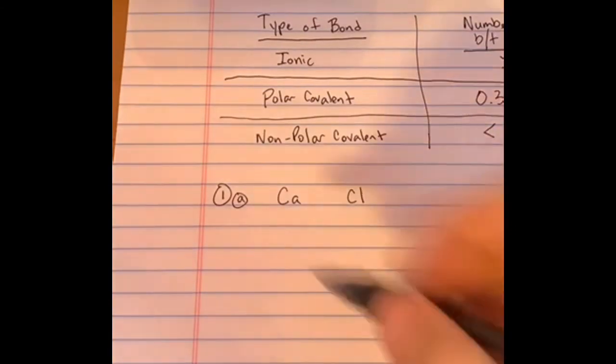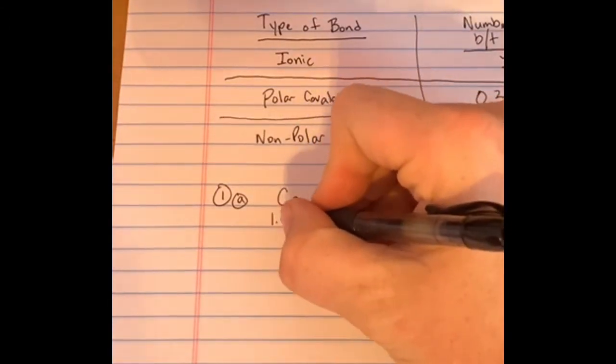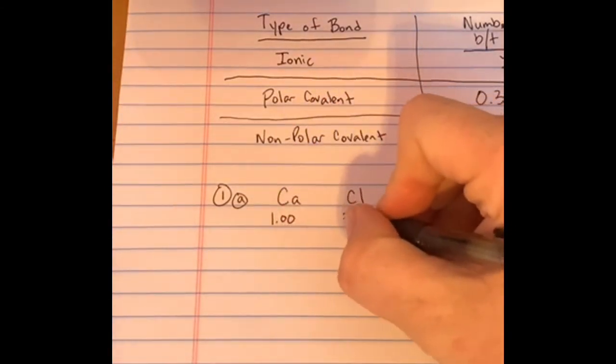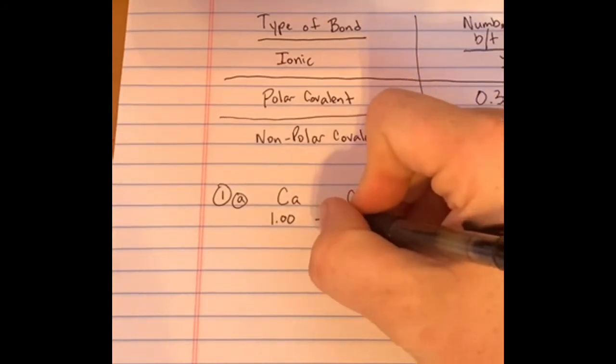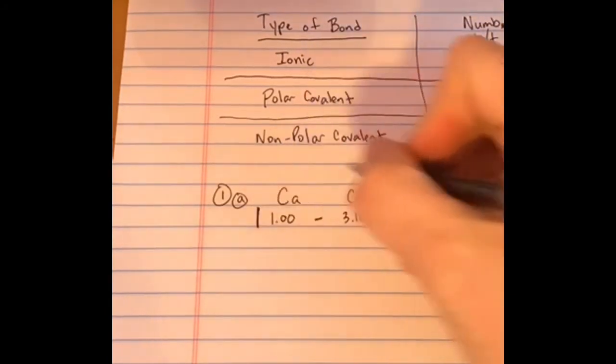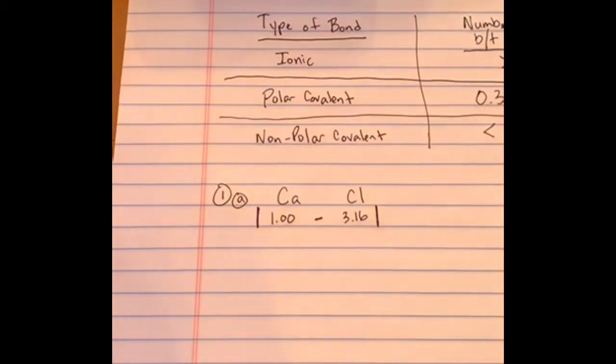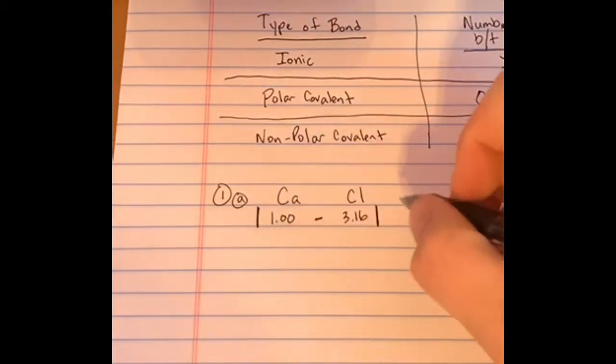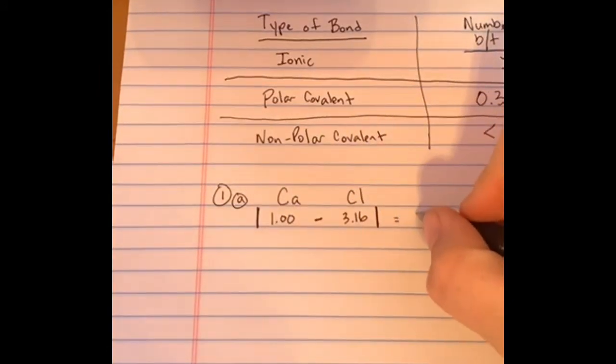All right, so what we're going to do is write the numbers below the elements. And we are going to subtract these two because we are looking for the change in electronegativity. And that will tell us what type of bond we have. So we're going to calculate this. This number comes out to 2.16.